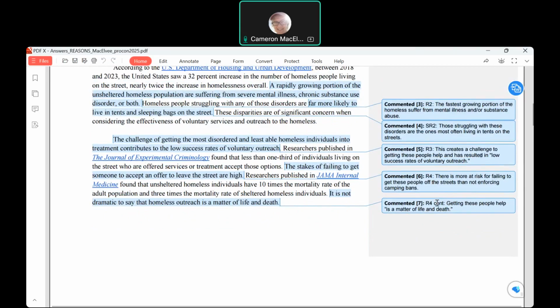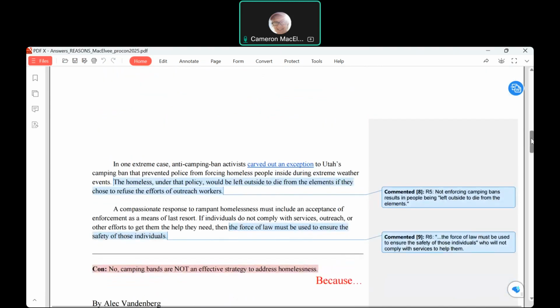I kind of struggled with going, well, is this really a supporting reason of reason 4? But I think it's really just a continuation of the failure to get them off the streets without bans is really a matter of life and death. So that's reason 4.